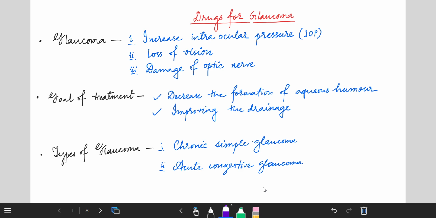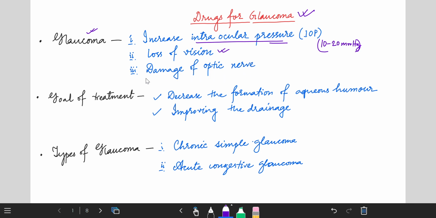Today we will discuss glaucoma. Okay, so what is glaucoma? In glaucoma, intraocular pressure actually increases. Normal intraocular pressure is 10 to 20 millimeter Hg. Okay, and in glaucoma, loss of vision occurs due to the damage of optic nerve.